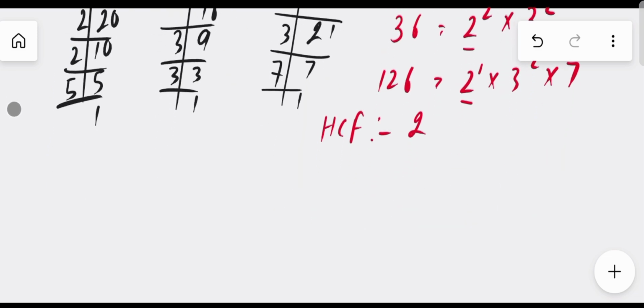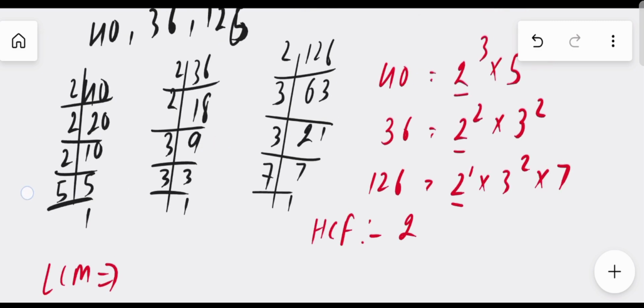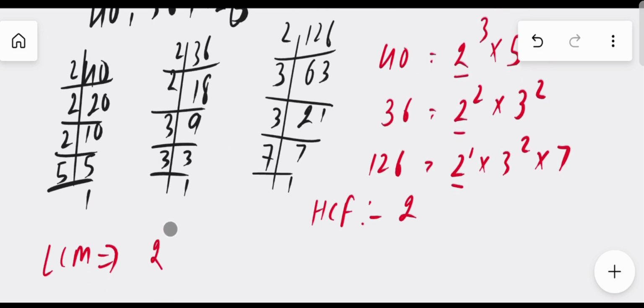Now find the LCM. For LCM, I already told you, it is the product of the greatest power of the prime factors involved. So check what is the greatest exponent of 2. The greatest exponent of 2 is 3, so we write 2 raised to the power 3, and the greatest exponent of 3 is 3 raised to the power 2. For 5 and 7, they just appear once, so we also write 5 and 7.